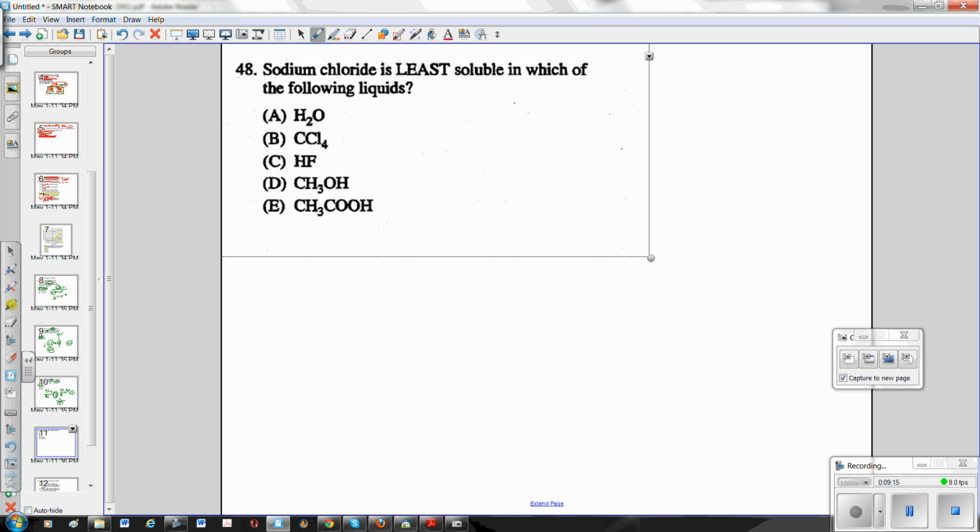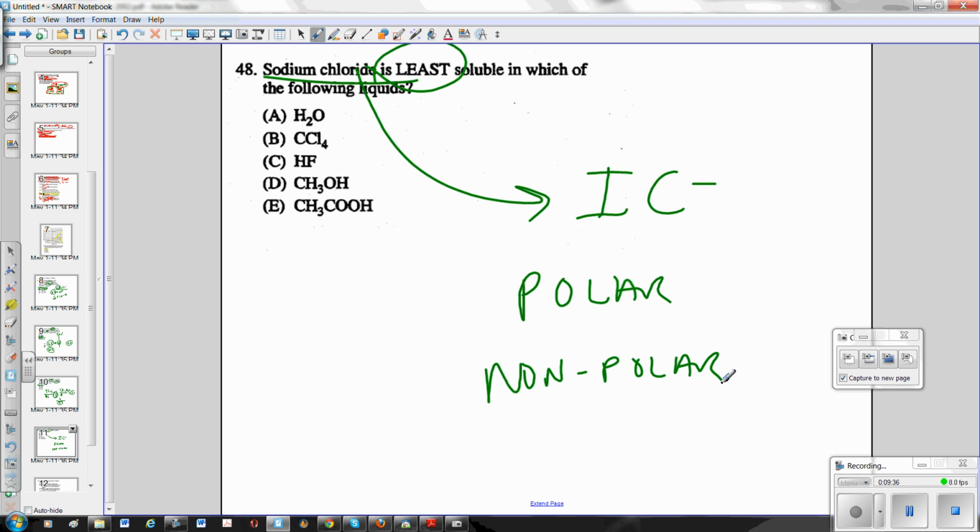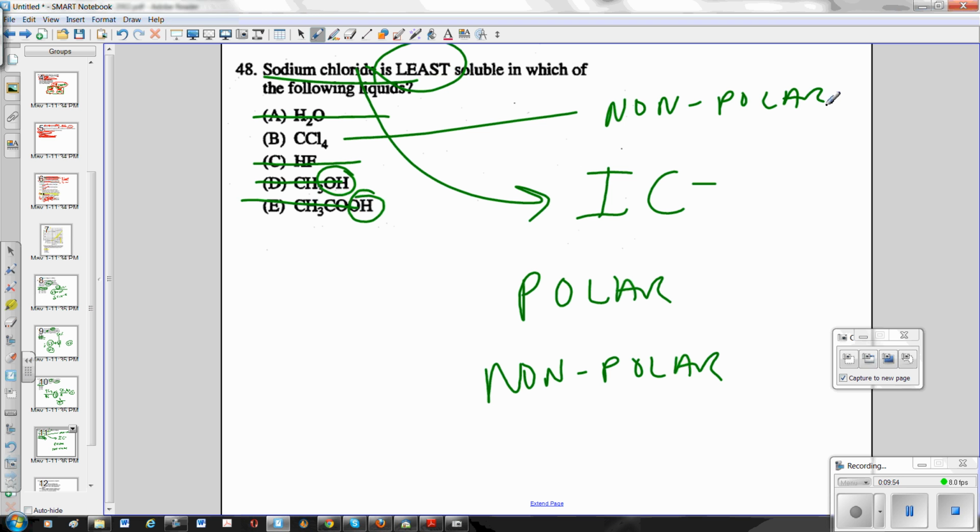Next one. Sodium chloride is least soluble. Well, what is sodium chloride? Sodium chloride is an ionic compound, which, remember, like dissolves like when we talk about solutions. So an ionic compound is going to be very soluble in a polar substance. It would be least soluble in something that is nonpolar, because that goes back to the old chemistry idea that like dissolves like. So if you look, we know water's polar. That has hydrogen bonding, and that has hydrogen bonding. So both of those are polar. If you look at B, B is nonpolar. So if something is nonpolar, an ionic compound, because the ions have charges, will not be very soluble.